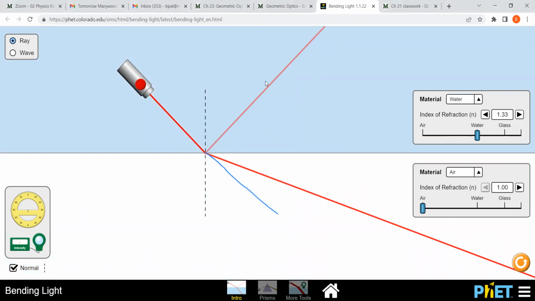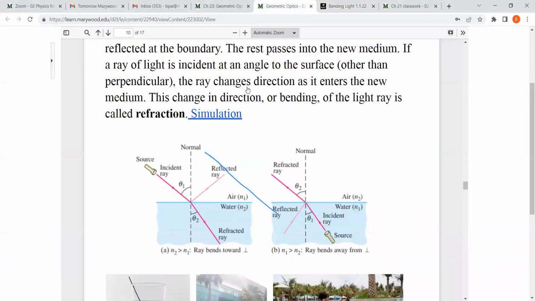So this is the rule. Here you see two pictures. In one picture, light is going from low index of refraction to high index of refraction. In this case, the refracted ray is bent toward the normal line. In the other case, light is going from water to air. Here you see the refracted ray, and the refracted ray is bent away from the normal. So this is the rule, remember that.